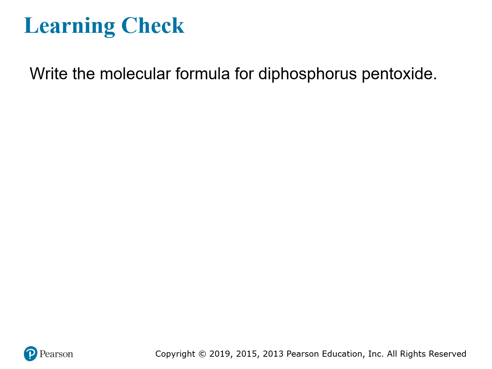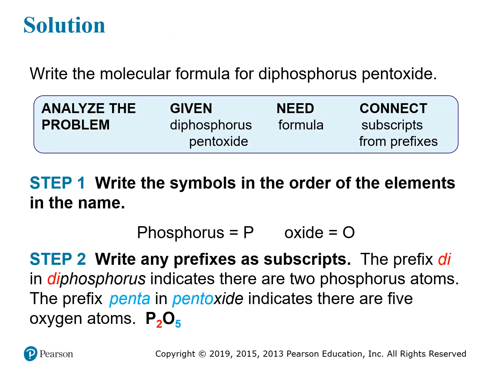Diphosphorus pentoxide. And so you can just analyze this by looking at the names, right? You have to be able to recognize which are the prefixes and which are the element names, okay? So the di is a prefix, the pent is a prefix. The element names are phosphorus and oxide, okay? So we write the symbols for those elements. Phosphorus is P, oxide comes from oxygen, which is O, okay? So this is where we get phosphorus and oxygen from, P and O, I should say.